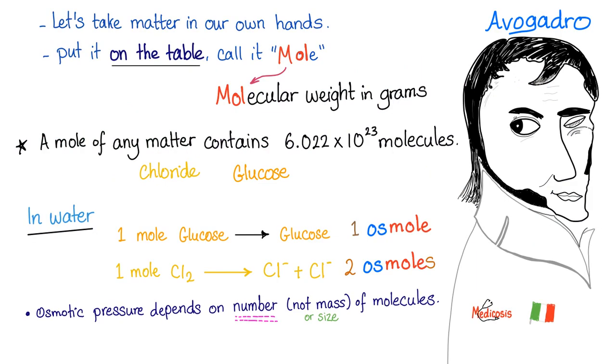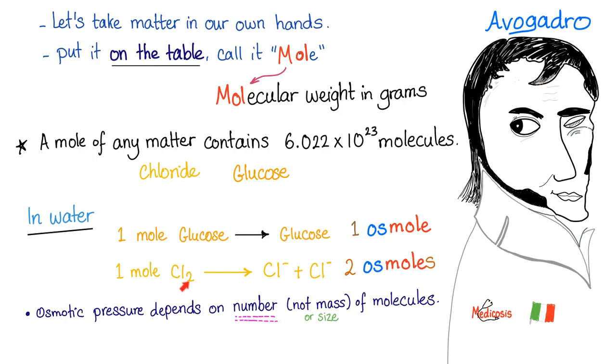Okay, does osmosis care about the size or the number of molecules? It cares more about the number. Let me explain. Here is 1 mole of glucose, okay? It will give you just 1 osmol. What's osmol? It's the osmosis caused by 1 mole. Oh, I get it. How about 1 mole of chloride?